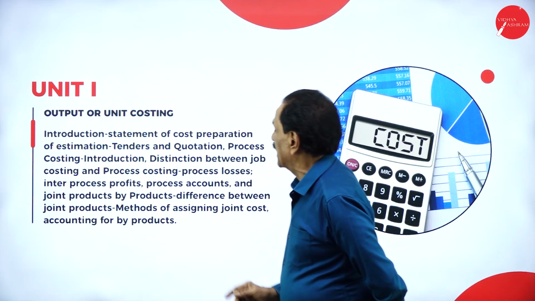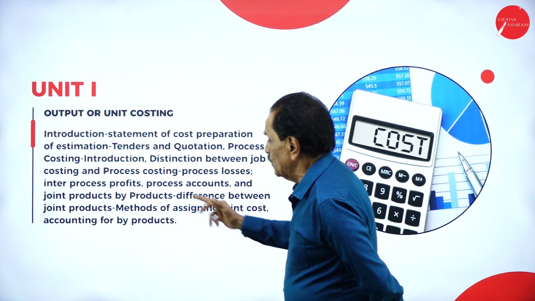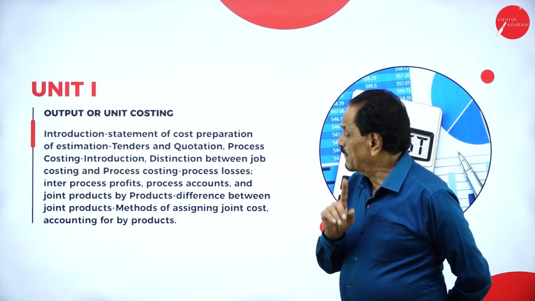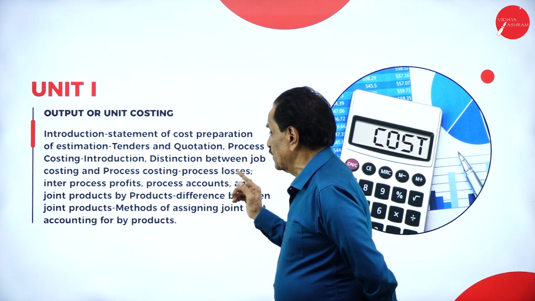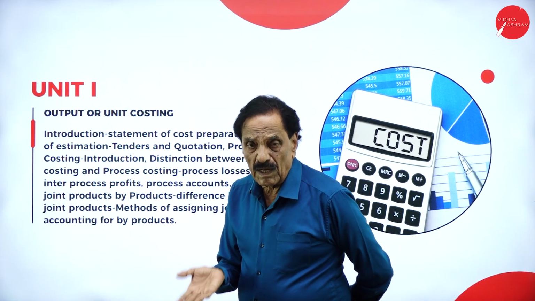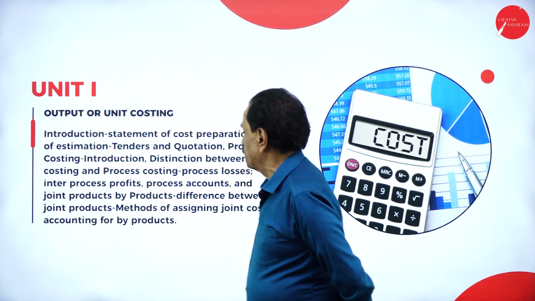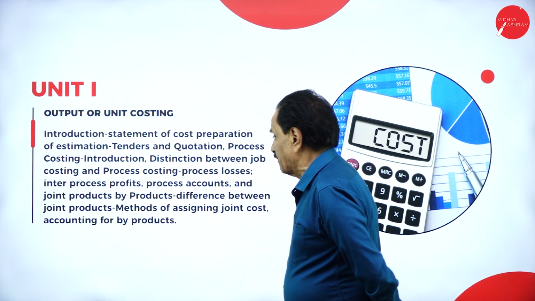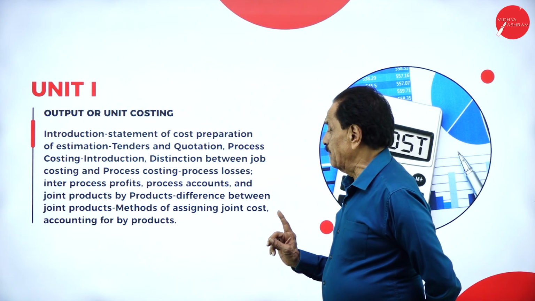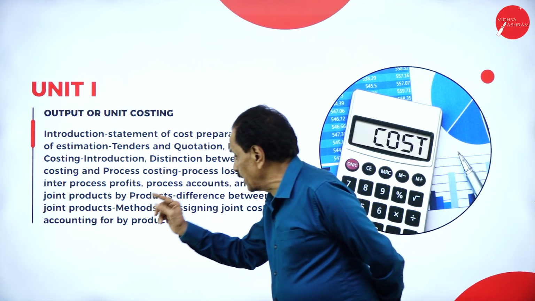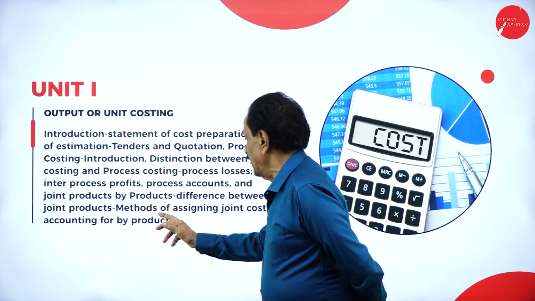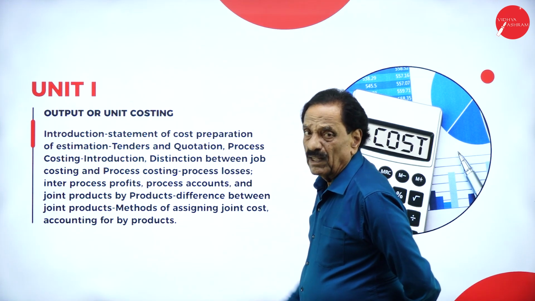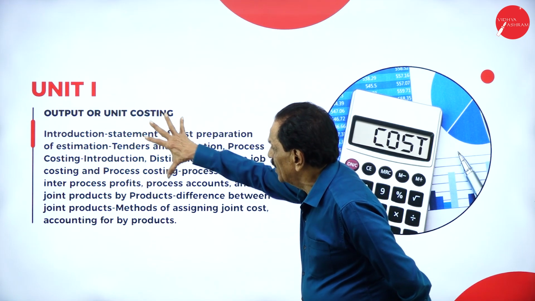Process accounting, introduction, distinction between job costing and process costing. Generally, this question will be asked from the examination point of view. Process losses, that may be abnormal loss or normal loss, inter-process profit, process account, and difference between joint products and byproducts. Generally, this is also asked for 5 marks. Difference between joint products and byproducts, and methods of assigning joint cost, accounting for byproducts. So these are all the things you are going to do in Unit 1.